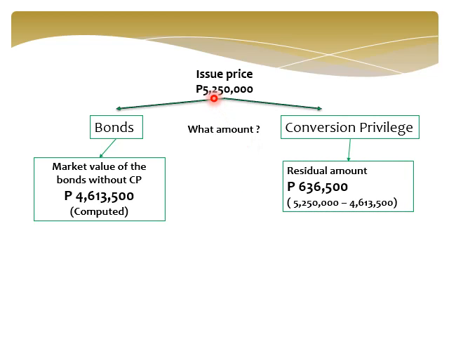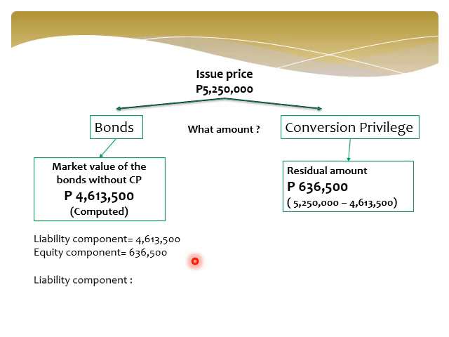So therefore, 5,250,000 minus the computation ng market value of the bonds without the conversion privilege kanina of 4,613,500. So 5,250,000 minus 4,613,500, the residual amount is 636,500. So we have liability component again, 4,613,500. Equity component of 636,500.